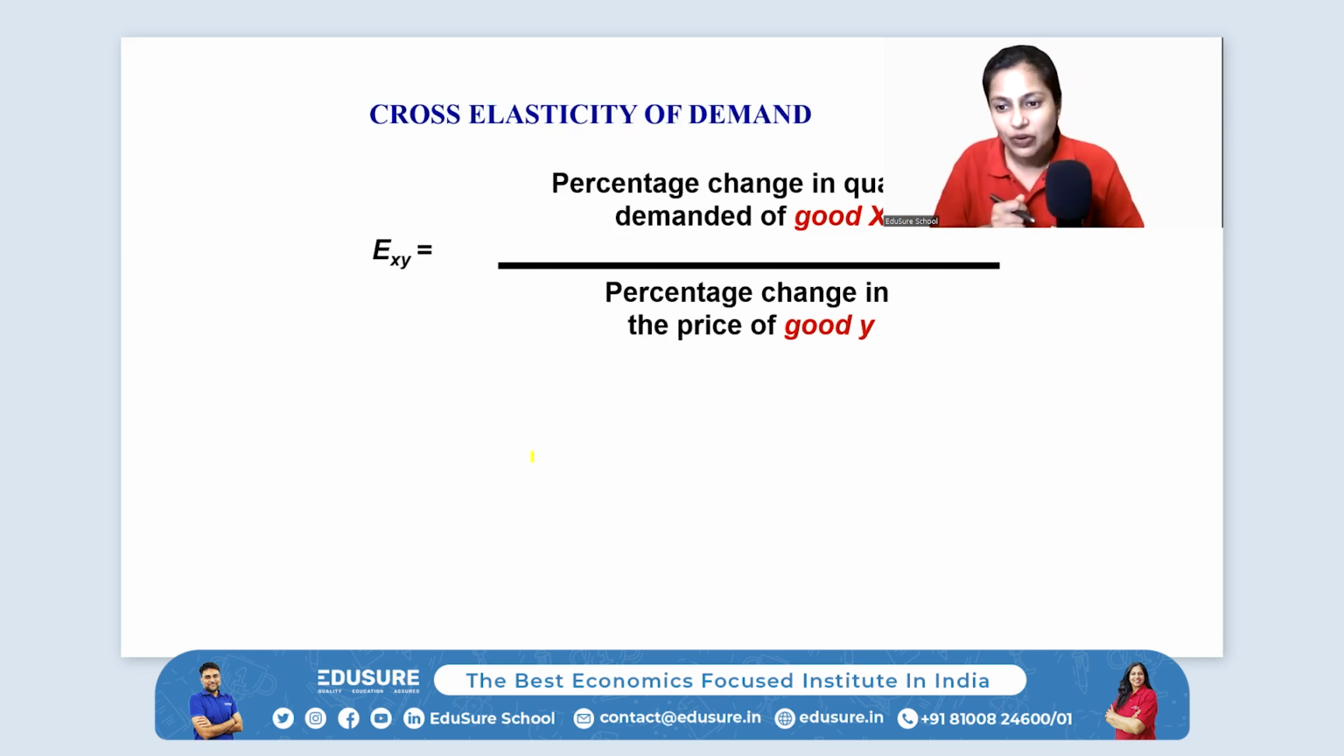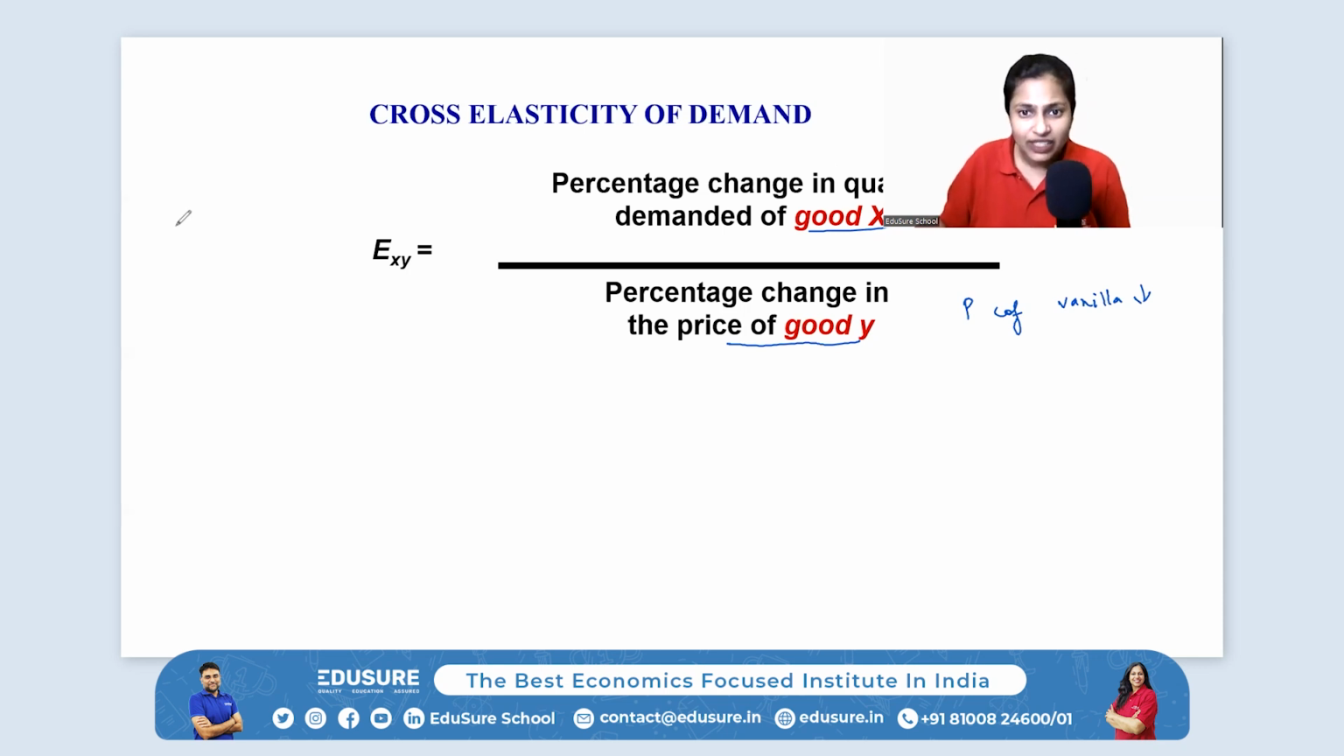The next is cross price elasticity of demand. Cross price elasticity of demand actually tells us what happens to the quantity demanded if there is a percentage change in the price of good Y. Does the quantity of good X change? So for example, if the price of vanilla ice cream falls, does the quantity of chocolate ice cream demanded go up? And the answer is yes. So how do we measure this? We measure this by the cross price elasticity.